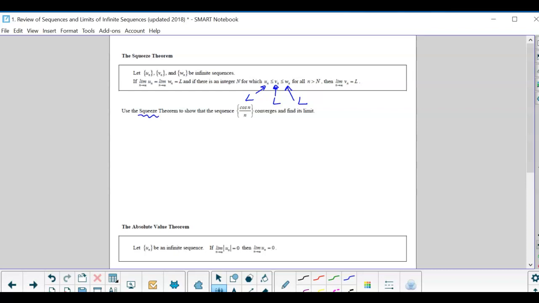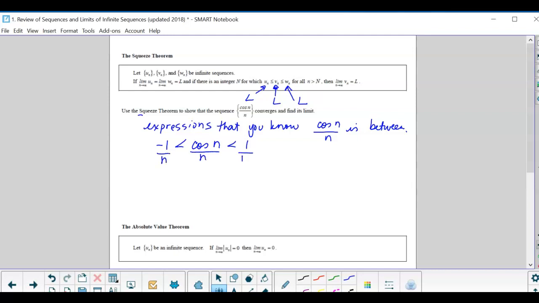So show that this sequence, so curly brackets tells you it's a sequence, converges, and find its limit. Okay, so we need to think about, in this case, well, actually, expressions that represent a sequence. So expressions that we know cos n over n is between. Okay, so if you have a primary trig ratio like cos or sine, you know that the maximum value for cos is 1 and the minimum value for cos is -1. So you know this. So that's helpful. Now our expression is over n, so we can divide by n.